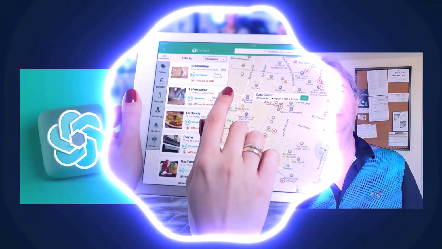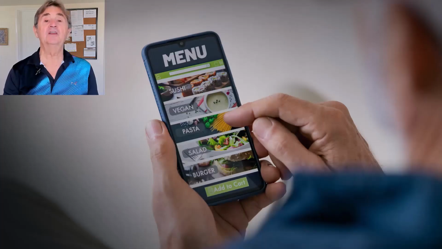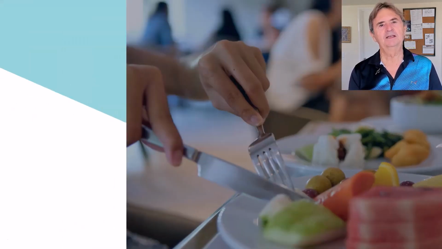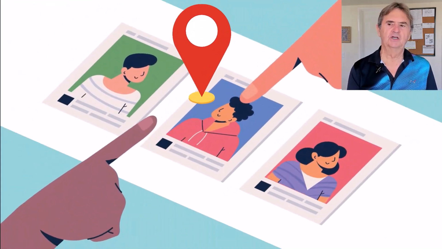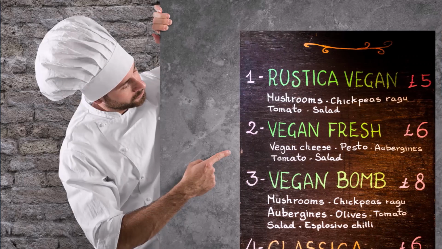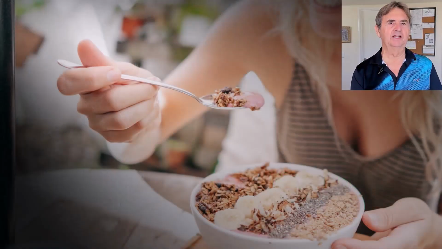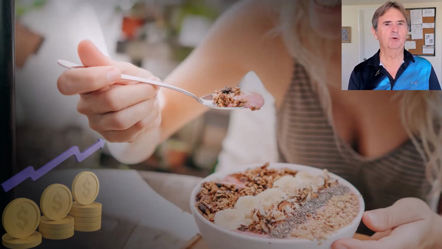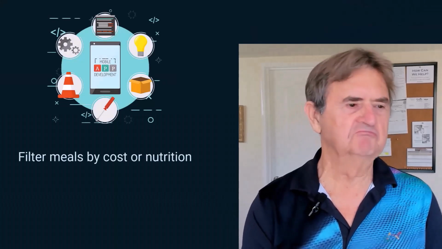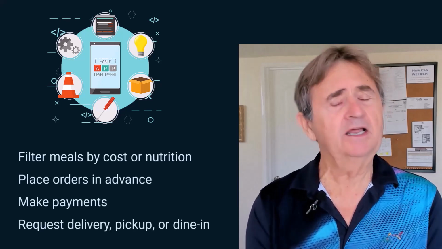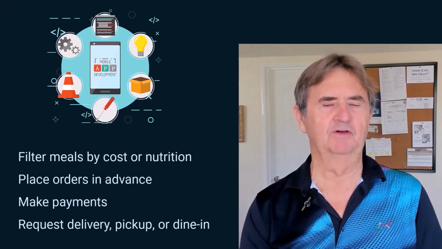FeedMe is a revolutionary tool that is designed to streamline healthy eating for travelers with specific dietary needs like allergies. It uses your personal profile and GPS to find and recommend specific menu items, not just restaurants, specific menu items that match your individual dietary and budgetary preferences. It's going to be basically from vendors in your vicinity, wherever you are. The app will allow you to filter meals by cost or nutrition, place orders in advance, make payments, request delivery, pickup, or dine-in, and all of that directly from within the app. That's what makes it revolutionary.